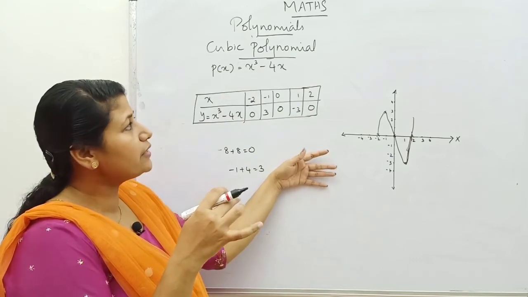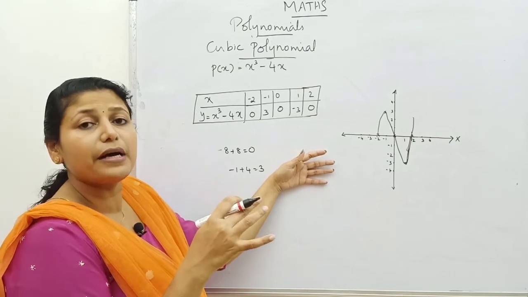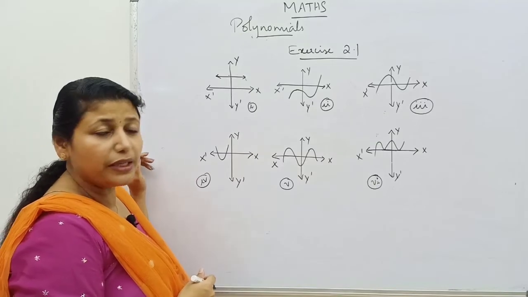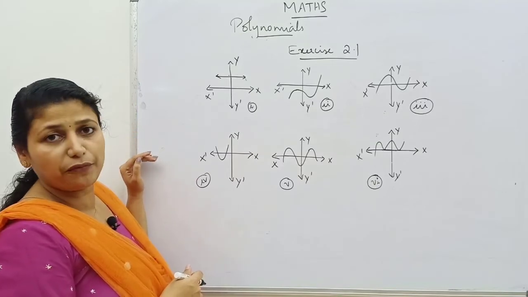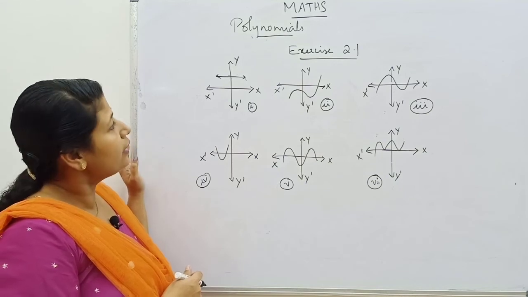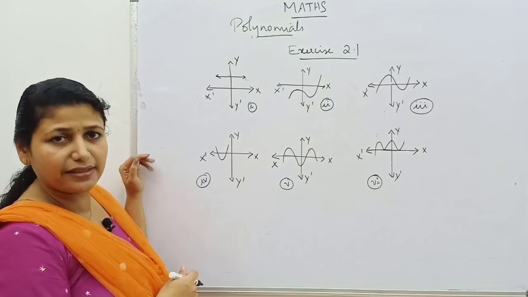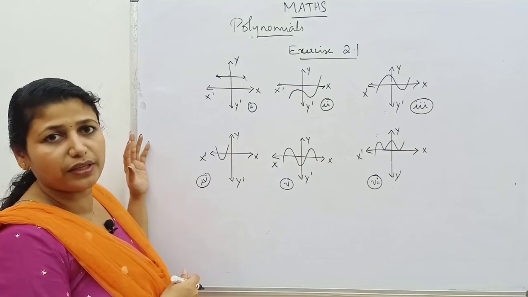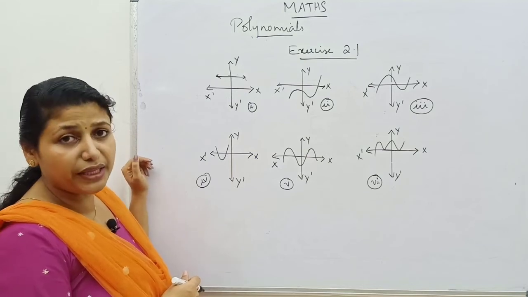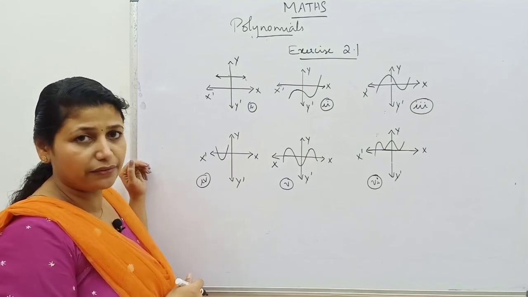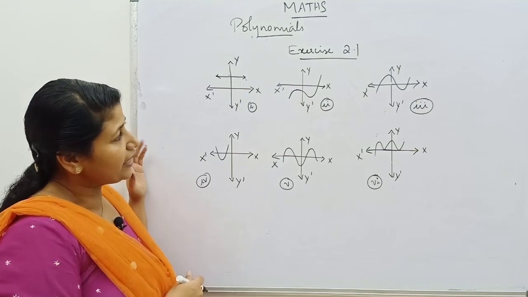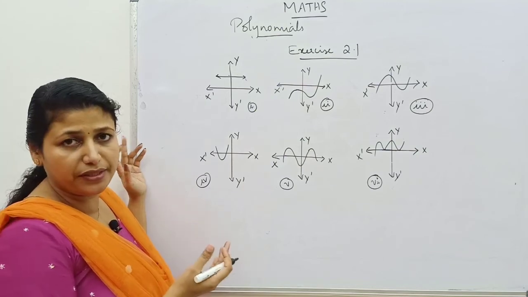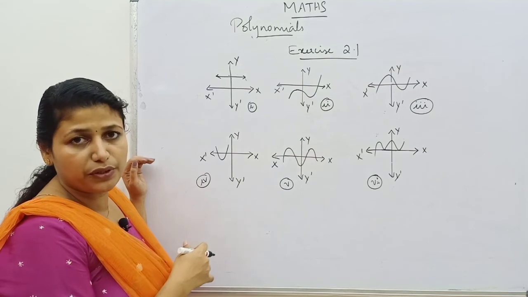So you have studied the geometrical meaning of different kinds of polynomials, especially linear, quadratic and cubic polynomials. This is exercise 2.1. Only one question is there. The graph of p of x is given. A polynomial p of x is there, and some graphs are drawn according to it in the textbook. We want to find how many zeros are there for each of these graphs. We know how to find the number of zeros from a graph. You check in how many points the given line or curve is intersecting with the x-axis. That number gives you the number of zeros of that polynomial.